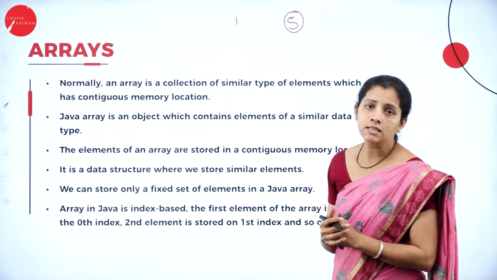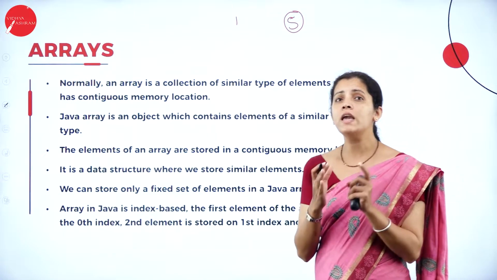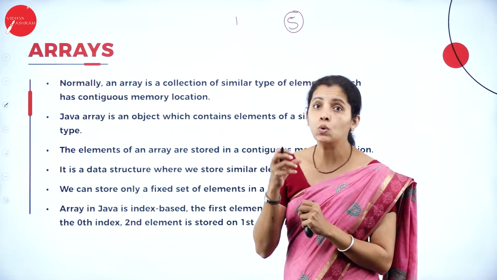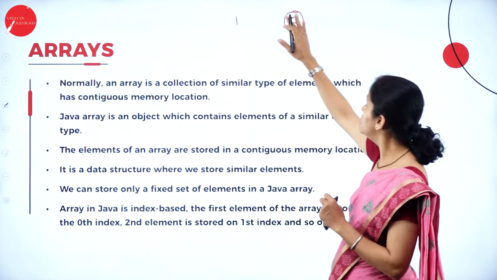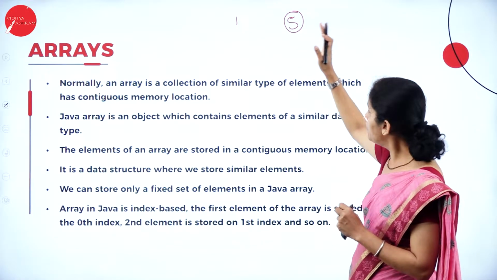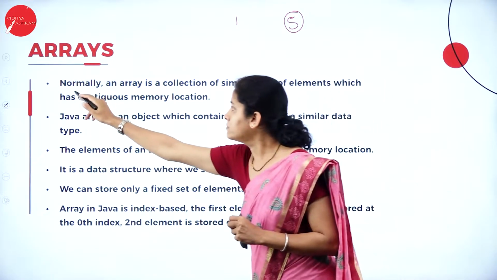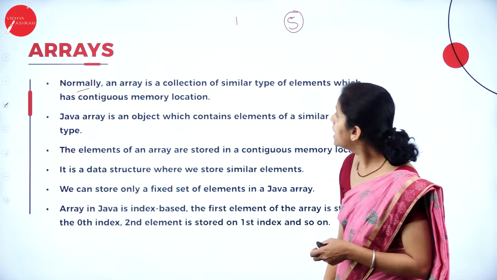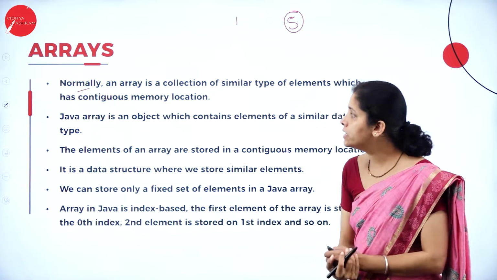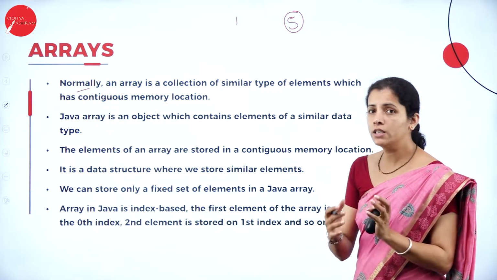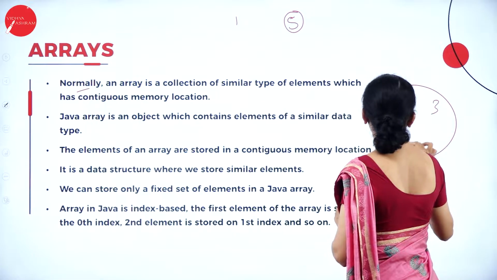Now, what is an array? It is nothing but a collection or group of the same kind of elements grouped under the same name. That means if I want to access all these 5 elements, I can access all these 5 elements through the same name. So, normally, an array is a collection of similar type of elements which has continuous memory allocation. So, dear student, think that I have 1, 2, 3, 4 and 5.